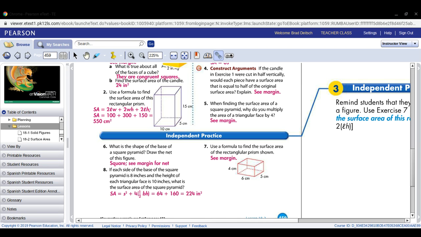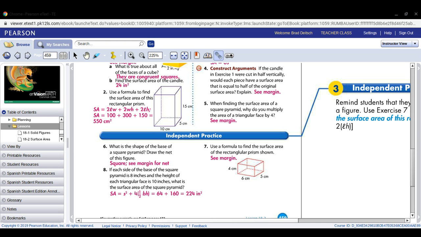However, if you were to put it on its side, you would maybe say the length is 15, the width is 5, and the height is 10. So it doesn't matter what you assign the length, the width, and the height, as long as you stay consistent with that in the formula.